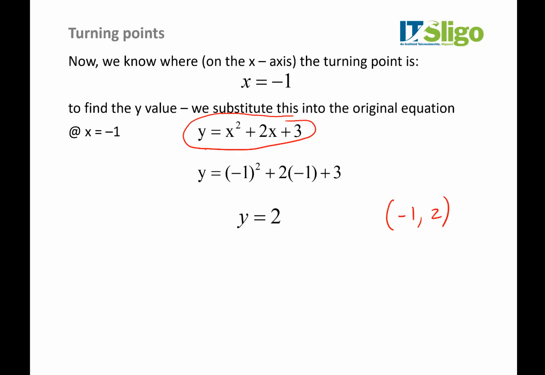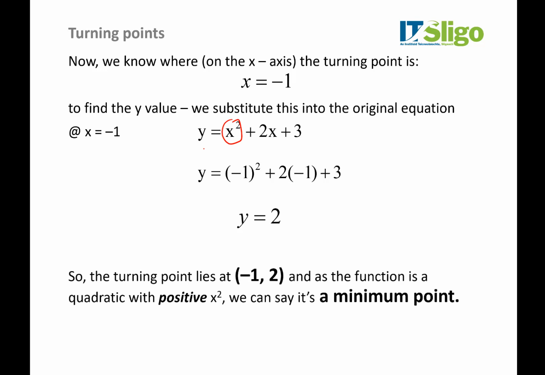Our function has a positive x squared, so that means it's a smiley curve. So in that case, our turning point must be a minimum point. This is what I mean by the intuitive analysis, by what we know about quadratics, smiley or not smiley. That determines whether we're dealing with a maximum, or in this case, a minimum point. Positive x squared for a quadratic will always give us a minimum point because of the smiley nature of the curve.